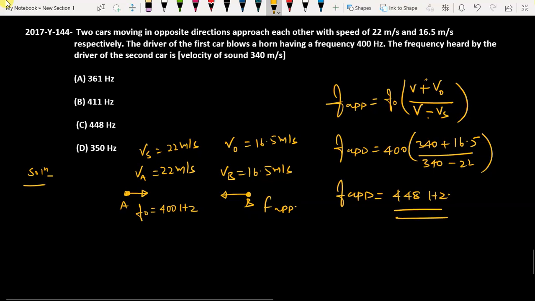Okay, so which option is the correct one? This option C is the correct one.